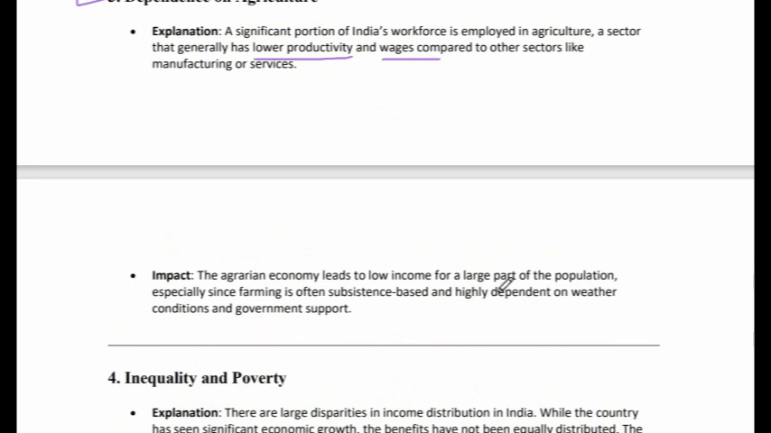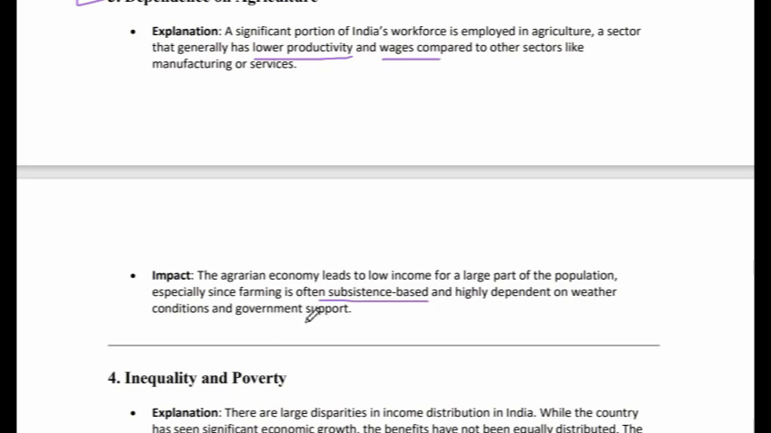लीड्स टू लो इनकम फॉर लार्ज पार्ट ऑफ द पॉपुलेशन. ये भी एक कारण है फॉर लो पर कैपिटा इनकम, स्पेशली सिंस फार्मिंग इज ऑफन सब्सिस्टेंस बेस्ड. सब्सिस्टेंस बेस्ड मीन्स यहाँ पे सब्सिडी देते गवर्नमेंट एंड हाईली डिपेंडेंट ऑन वेदर कंडीशंस एंड गवर्नमेंट सपोर्ट. तो फॉर पेस्टिसाइड्स, फॉर high quality seeds, farmers are dependent on governmental support.